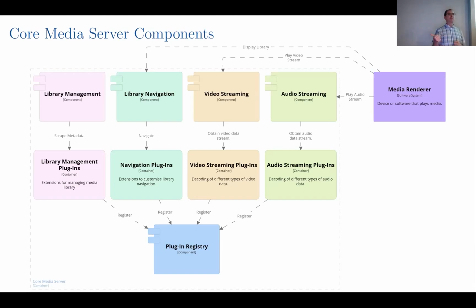audio video is easy, but what happens if it's home audio versus home movies that people have recorded versus commercial movies that they have ripped from their Blu-rays? And so I'm going to want different ways of navigating different, similar types of media. Video streaming plugins, audio streaming plugins, so I can have all of my different types of codecs for managing all the different types of media formats I might be working with.